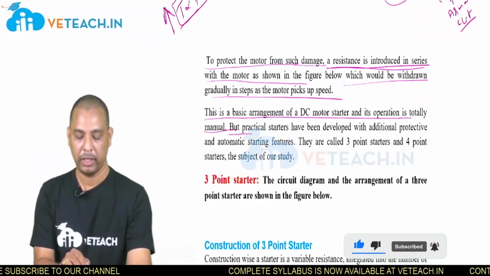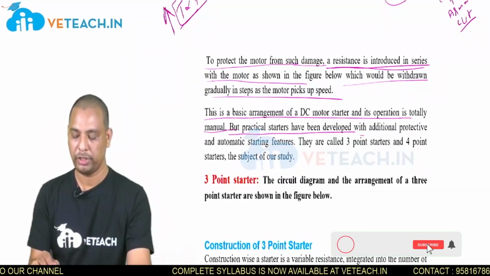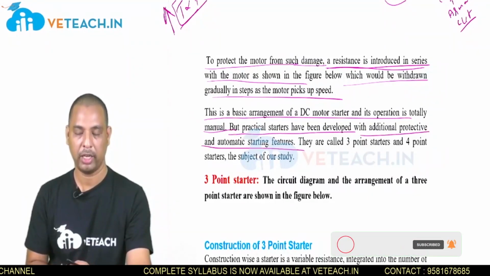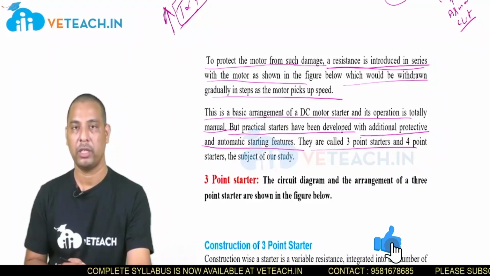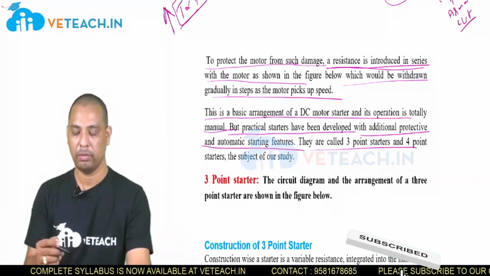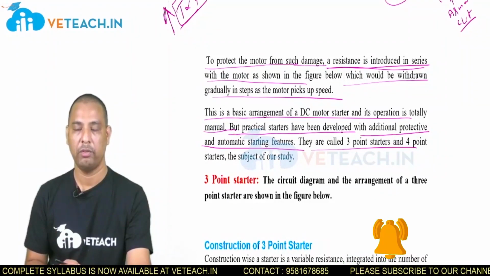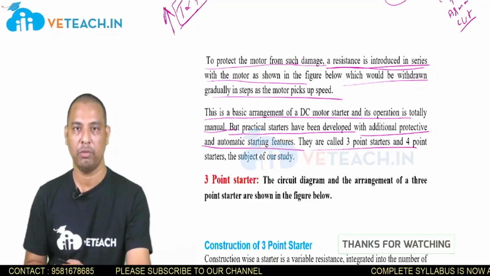But practical starters have been developed with additional protective and automatic starting features. They are called 3-point starters and 4-point starters. That is the purpose, and because of this reason, we need to go for starters when starting DC motors.